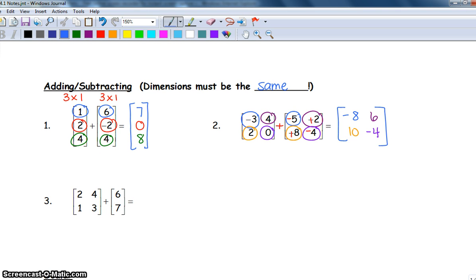Looking down at number 3, we have a 2 by 2. Square matrices are always easy to figure out the dimension since it's the same. You don't have to worry about which number goes first. When I look at the second one, remember the number of rows comes first, so I've got 2 rows, 1 column. This is a 2 by 1. We can't add these together because they're not the same dimensions. So if these numbers aren't exactly the same, then you can't add them.